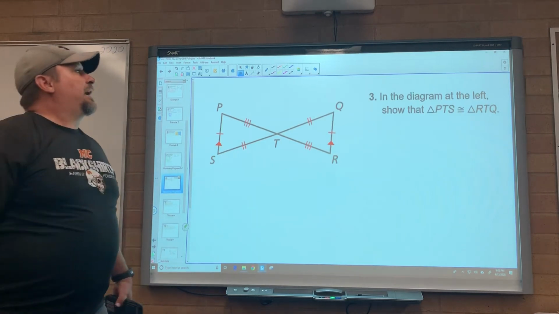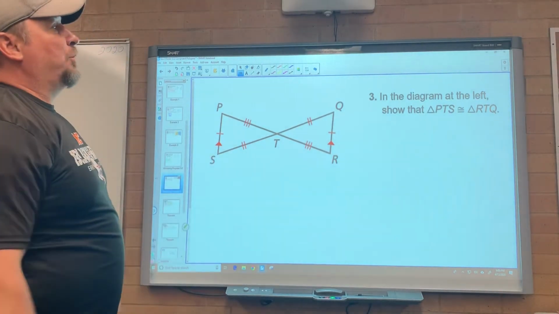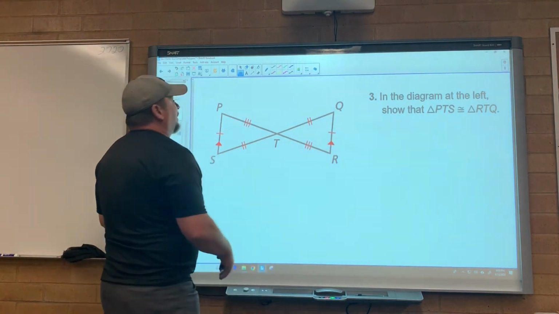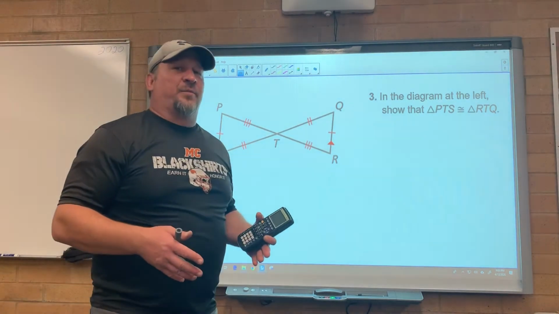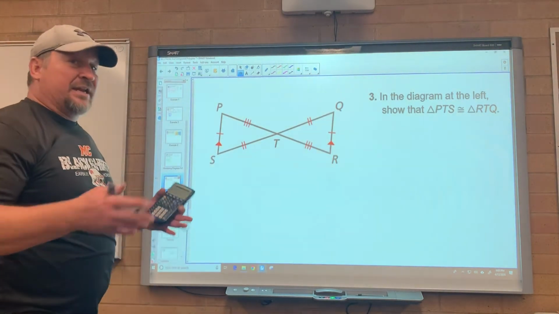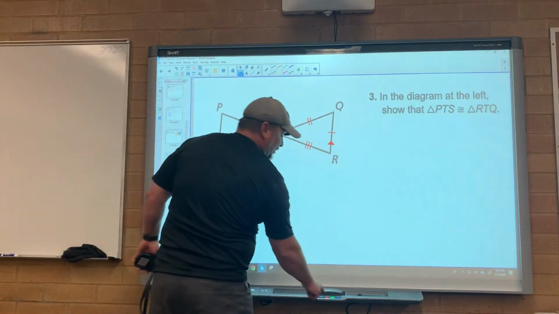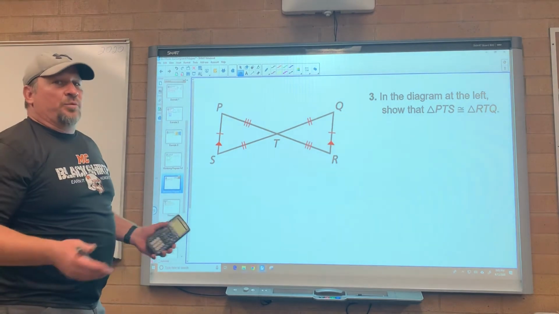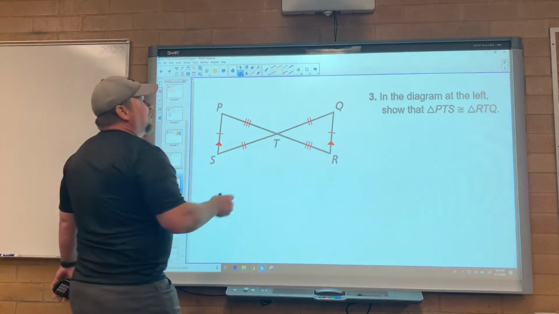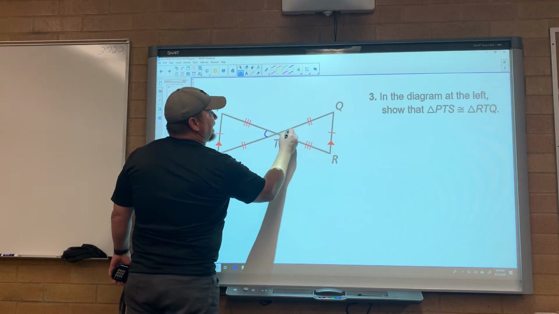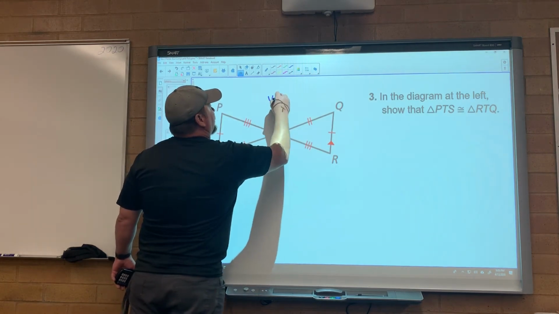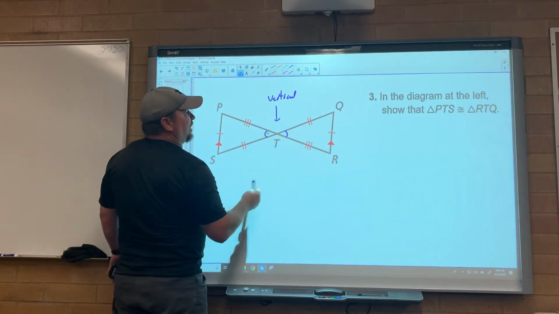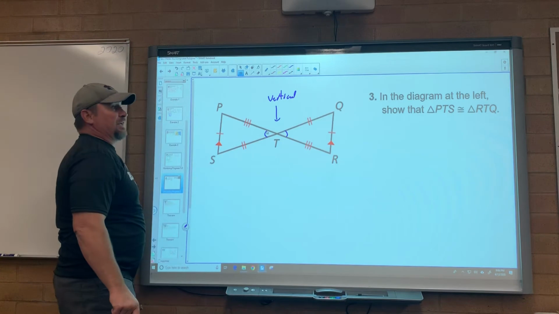In the diagram at the left, let's show that triangle PTS is congruent to triangle RTQ. Okay, well, we can't prove that unless we have all the information we need. Well, we need to have all the angles and we need to have all the sides. Well, the sides are all marked right now, so now we have to be able to mark the angles. Well, you can't just mark angles for no reason. You have to have a reason why you can mark them. So I'm going to mark this angle and this angle because they are vertical. When vertical angles happen by two lines crossing, they are the same. They are congruent, so that's true.